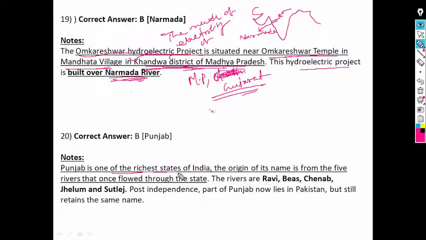Punjab, see, Punjab is one of the richest states of India. The origin of its name is from the 5 rivers that once confluenced through the state. Punjab means the land of five rivers.